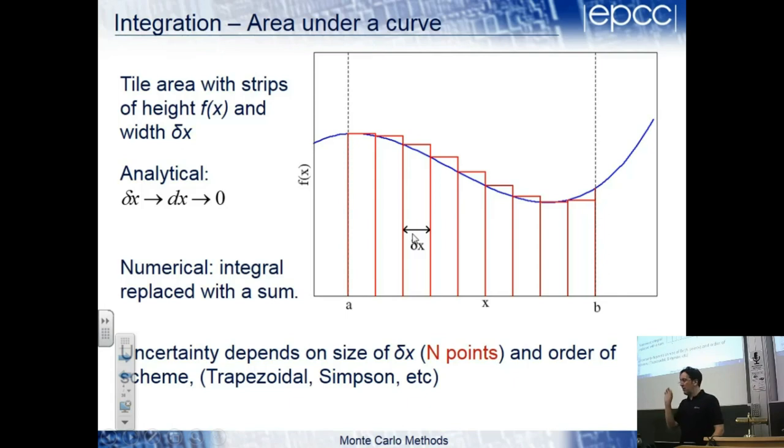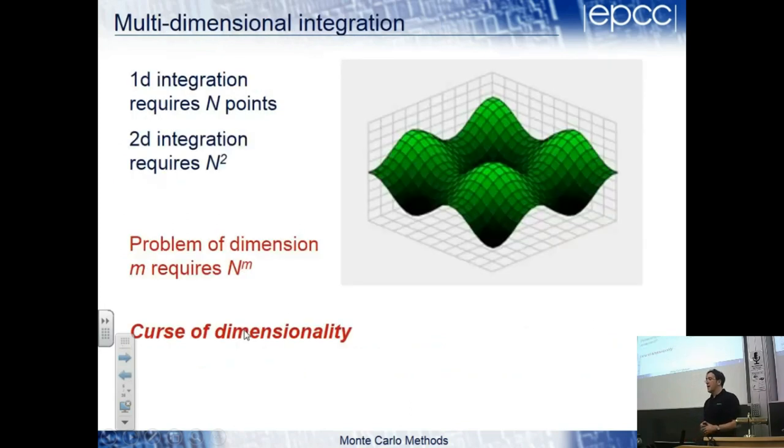If your sampling is fine enough, if your rectangles are sufficiently thin, then this integration, which you've replaced by a numerical sum, will give you the exact answer. But the problem is in multiple dimensions: 1D integration requires n points, but if we have a 2D integration, integrating the area under a surface, we have n squared points. And if we have a large number of dimensions, m, we need n to the m points. It turns out in a large number of scientific technical calculations, the dimensionality of the problem is very, very high, and so this becomes very, very difficult to do. So we'll come back to that.